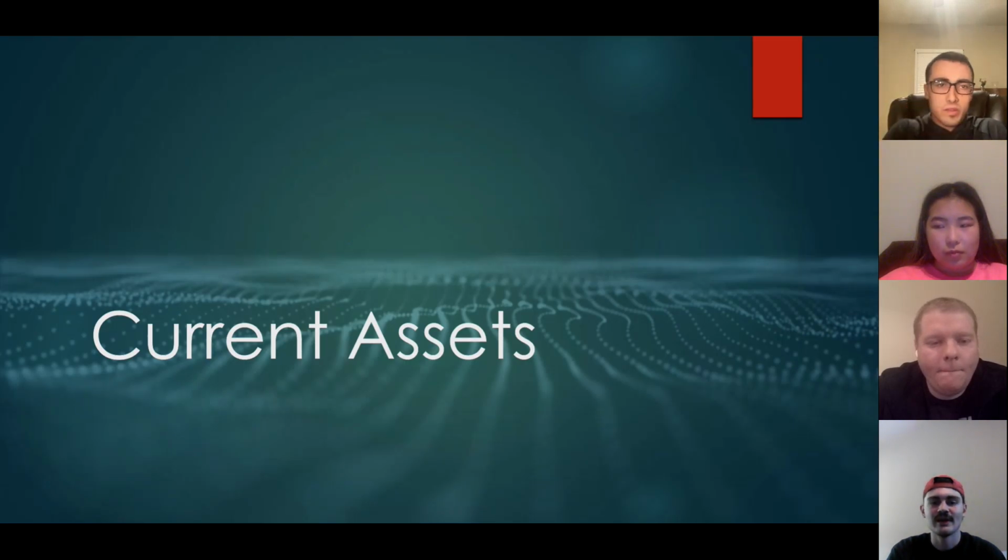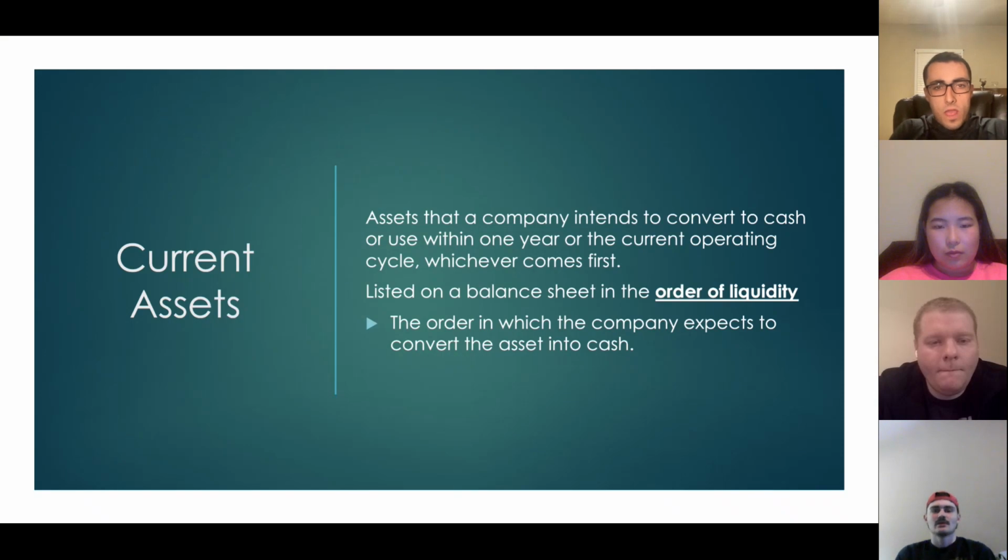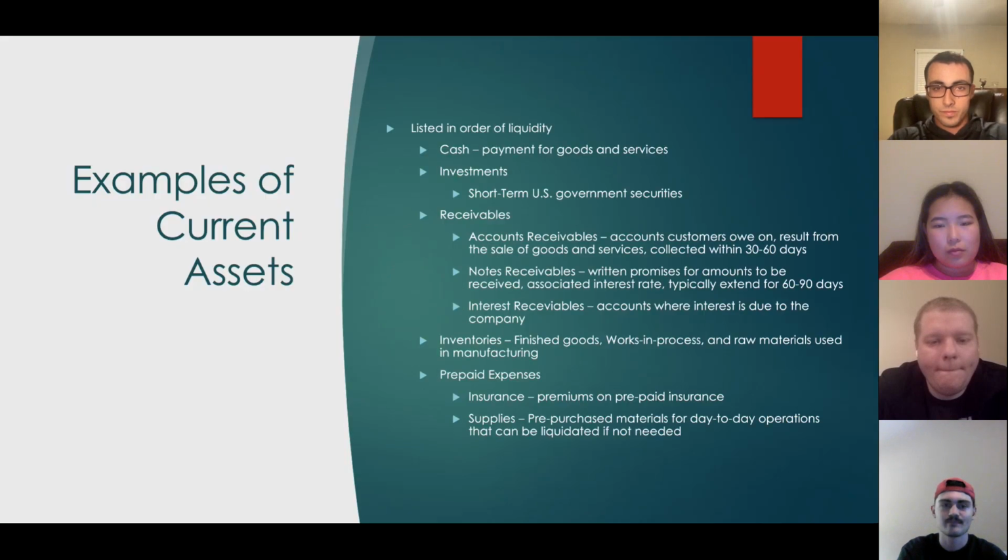Next up is current assets. Current assets are assets that a company intends to convert to cash or use within 1 year or the current operating cycle, whichever one comes first. And current assets are listed on a balance sheet in the order of liquidity, which is the order in which the company expects to convert the asset into cash.